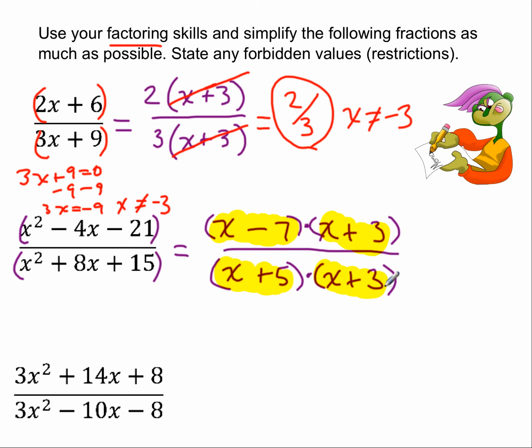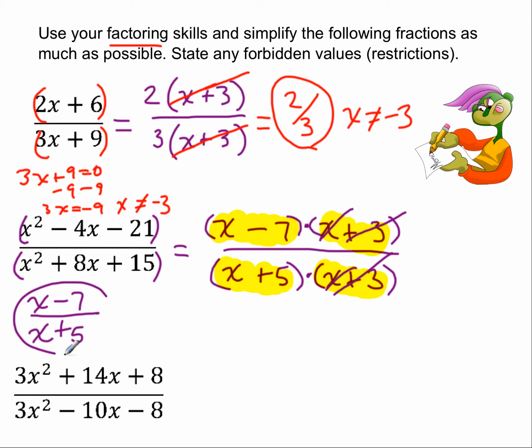I see x plus 3 and x plus 3, so those can cancel out. X minus 7 and x plus 5 don't cancel out because they're not the same, and they can't be separated. You can't cancel out the x because remember, the x minus 7 has to stay together. So my final answer is x minus 7 over x plus 5.